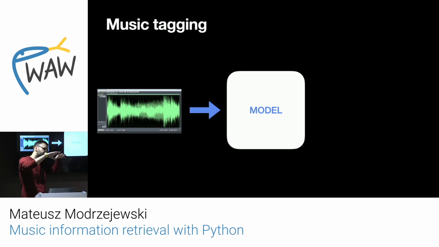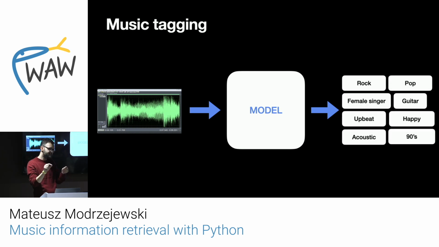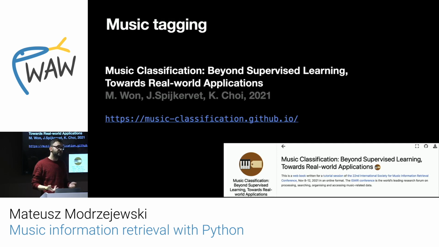So I think that the mother of all music information retrieval tasks is music tagging. For instance, we want to classify the genre of the music, but in real life, there's usually more of these tags, and we would like to get more than one at once. So the problem becomes pretty complex pretty quickly, and it ends up in a multi-label setting. The good news is there's amazing resources for how to handle this.